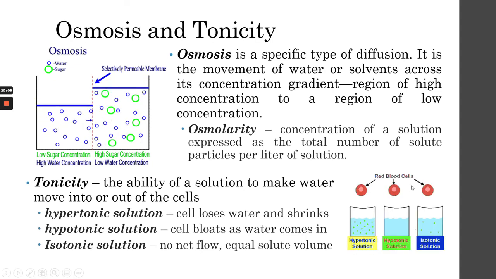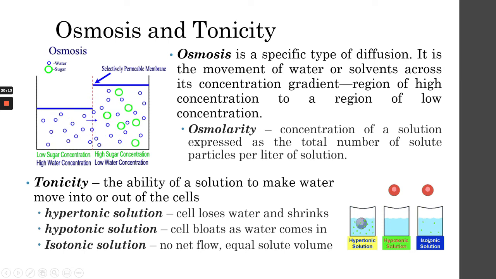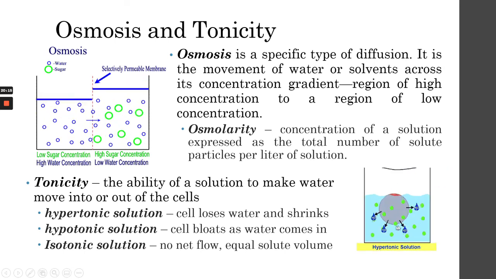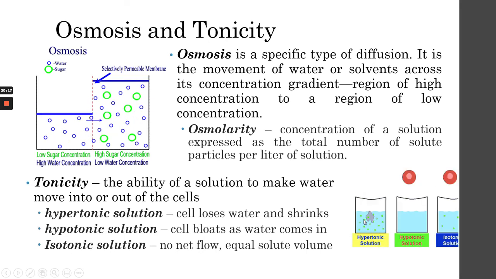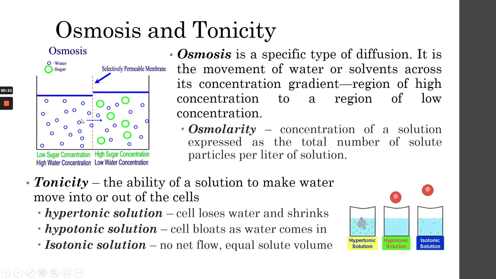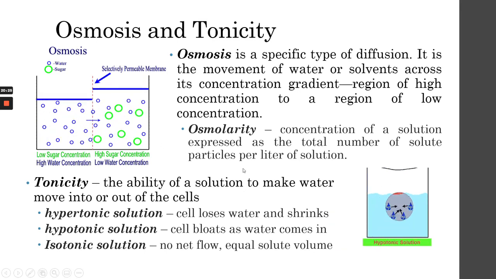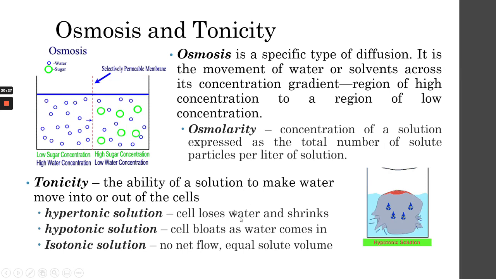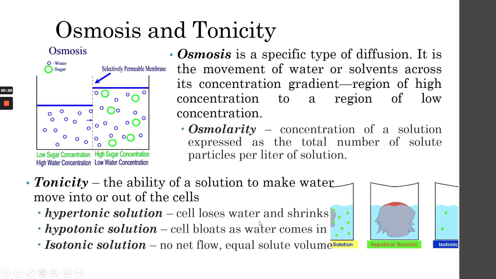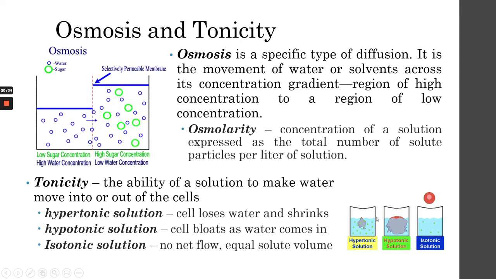So we have three red blood cells and we have hypertonic solution, hypo and isotonic. If we put the red blood cells in hypertonic solution because there are higher concentration of solutes, ang nangyayari parang ganito. It will push out water outside of the red blood cells. So ang mangyayari dahil nawawalan ng tubig yung red blood cells, mag-shrink yung cell.